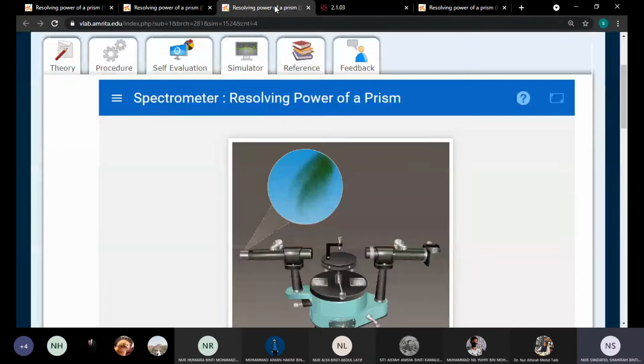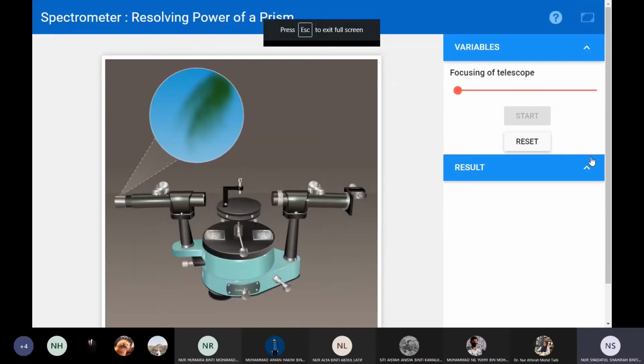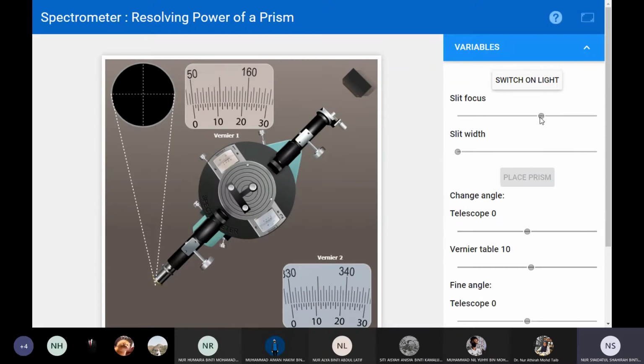So we will proceed to the adjustment for this experiment. First we have to focus the telescope on a distant object like this. So when we get the focused image, we can press the start button. Then we can switch on the light.